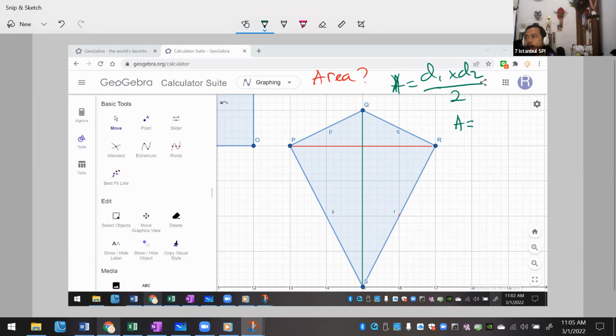Oke, kan saya belum nanya siapa ya. Felisa, what is the length of the red line here?